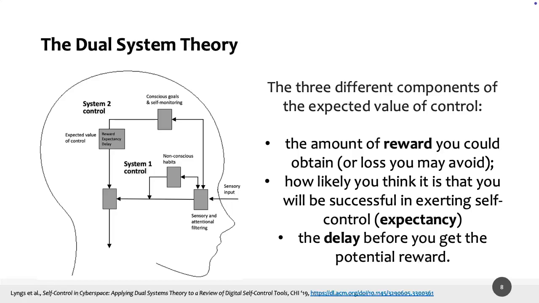The second factor is related to expectancy. So it also depends on how confident you are in your own ability to exercise your self-control. This is also related to self-efficacy. We have seen a scale for measuring it before. And finally, it also depends on the time, on the delay before you can get the potential reward.